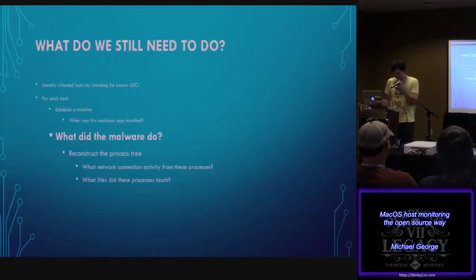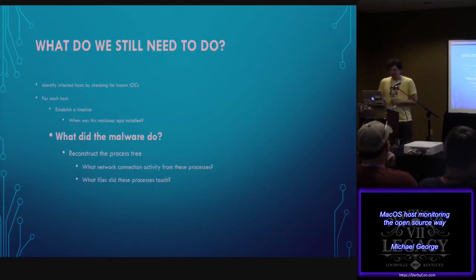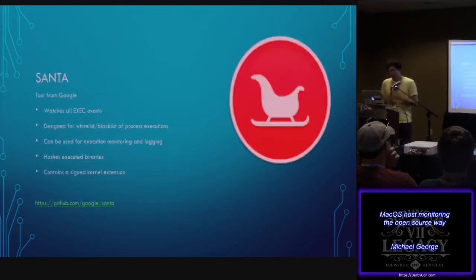All right, so what do we still need to be able to do here? With OSQuery, we were able to query the fleet and determine if a certain thing existed on the network or existed on some machine. The next part we need to be able to do is figure out exactly what that piece of malware did on the machine. So we need to be able to construct process trees and basically log network activity and what files it touched. So what we're going to do is we're going to use Santa.